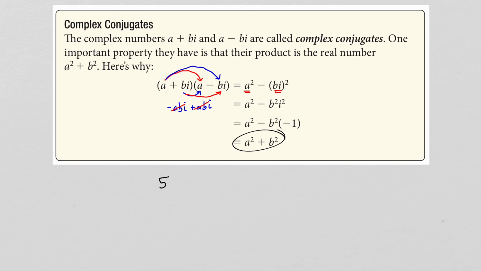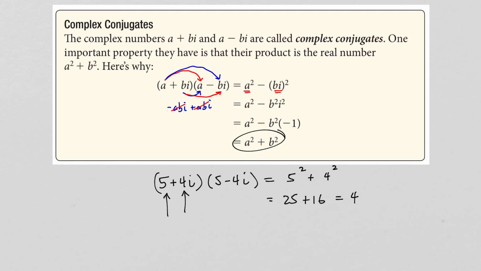So for example, if I asked you to multiply 5 plus 4i and 5 minus 4i, all we have to do is take the real part, which is 5, and square it, and then take the imaginary part, which is 4, and square it, and then just add those two numbers together. And so this would be 25 plus 16, which is 41. So if you know this trick about multiplying complex conjugates, it can save you from having to use the FOIL process.